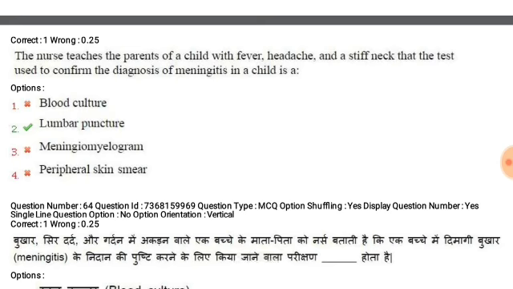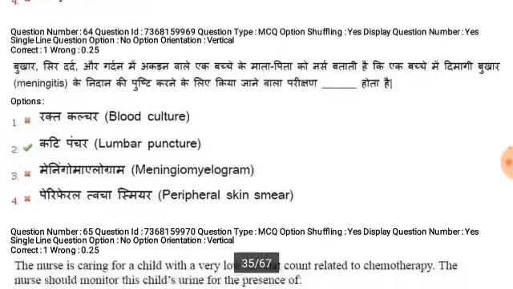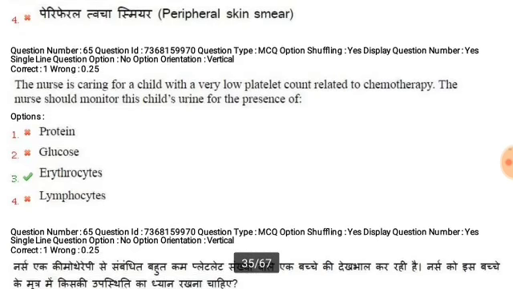Next one. 65. The nurse is caring for a child with a very low platelet count related to chemotherapy. The nurse should monitor this child's urine for the presence of: 1. protein, 2. glucose, 3. erythrocytes, 4. lymphocytes. So answer is 3, that is erythrocytes.